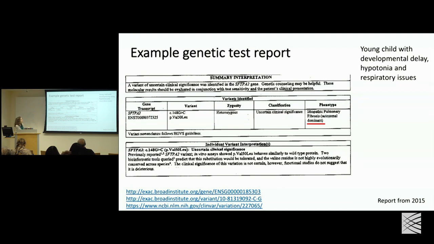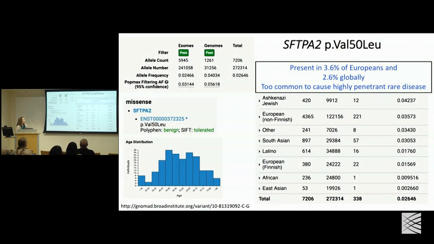And so this is the gene name here. This is the missense variant they see. It's heterozygous. They called it uncertain clinical significance, which I interpret as a variant of uncertain significance. And it's noted to be idiopathic pulmonary fibrosis, which is autosomal dominant, and this is an adult onset disease. And I actually have a young child with developmental delay, hypotonia, and some unclear respiratory issues, and the pulmonologist sent this testing. And so when I look up this variant in gnomAD, this is what I see.